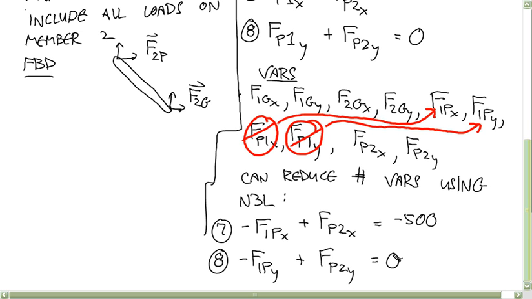Okay, now we have 8 equations and 1, 2, 3, 4, 5, 6, 7, 8 variables, and we can solve it. One thing that comes up a lot in these problems is you'll finish a member and you'll have 7 variables, or say 8 variables and 9 equations. What do you think happens then?